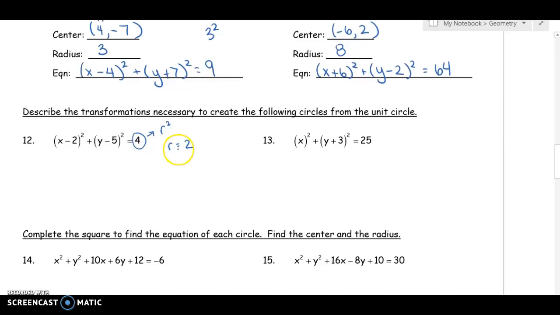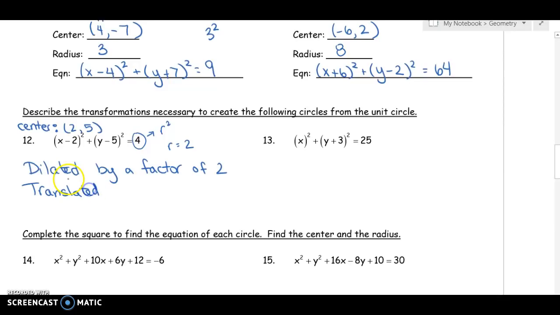All right, if the radius is 2 and the original radius was 1, that means we're dilating by a factor of 2, because 1 times 2 is 2. All right, and then notice the center for this equation is at +2, +5, doing the opposite. So 2, 5, that's 2 to the right and 5 up from the origin. So we are translating it, or translated, right 2 and up 5.